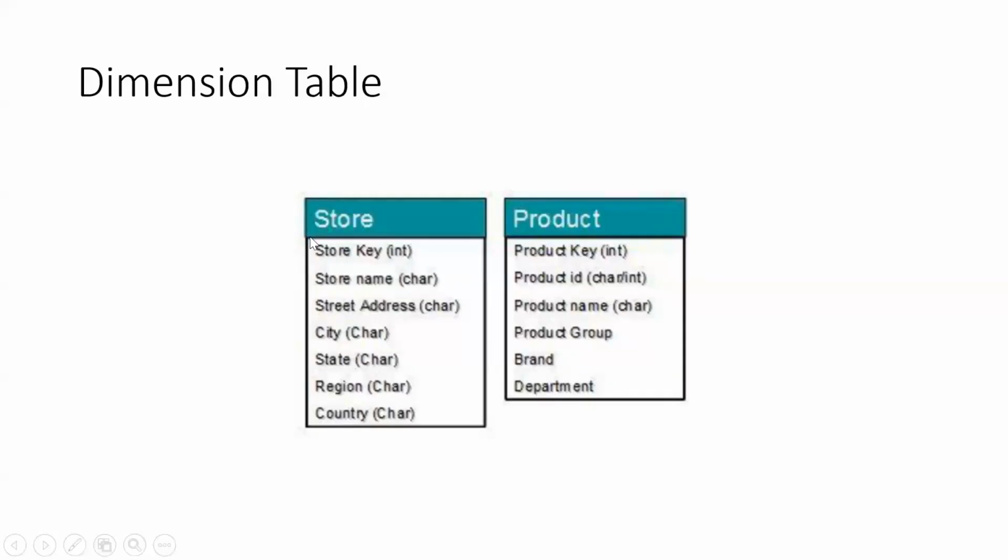Over there, we can store the information in such a way. For store, there should be a primary key and multiple dimension data: store name, their street address, the city, state, region, country. For product, the product key is the primary key. Apart from that, product ID, product name, product group, the brand, department. So product related information should be mentioned over there.